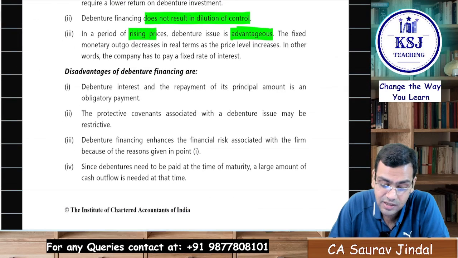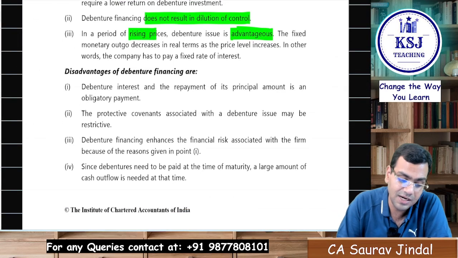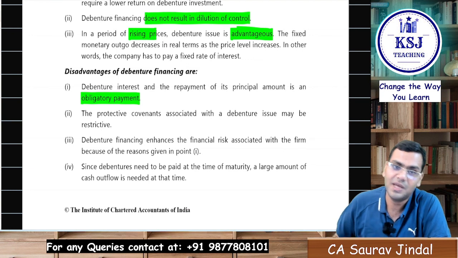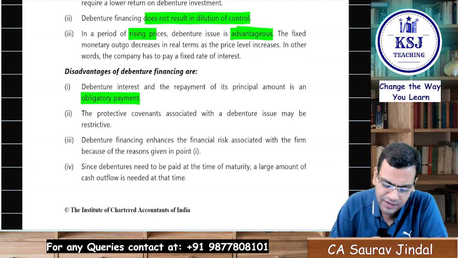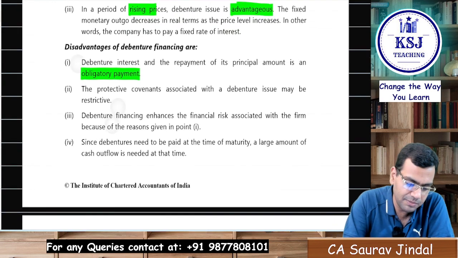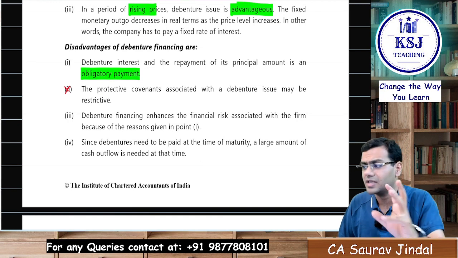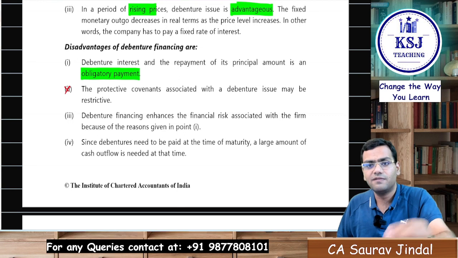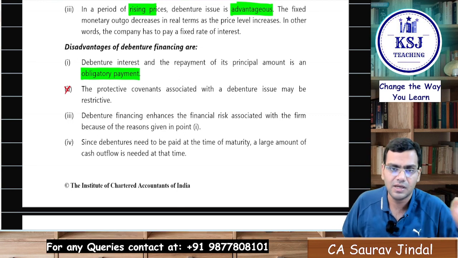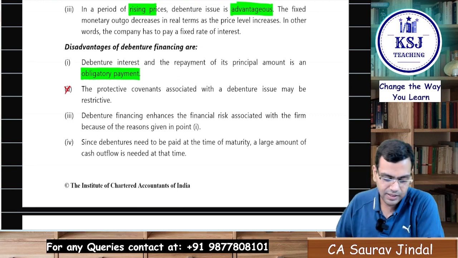Disadvantages: debenture interest and the repayment of principal is an obligatory payment. You have to pay even if you are into losses. The protective covenants, forget about this point, you won't be able to remember it, so I don't want to take up. Protective covenants means the securities which you have given might be restrictive, that the bank can use the security for this purpose, or not for that purpose. So forget about it, nothing to worry.